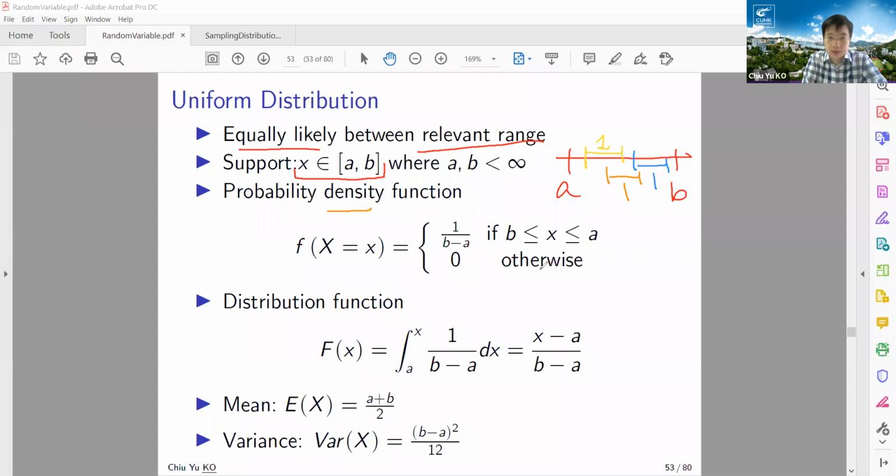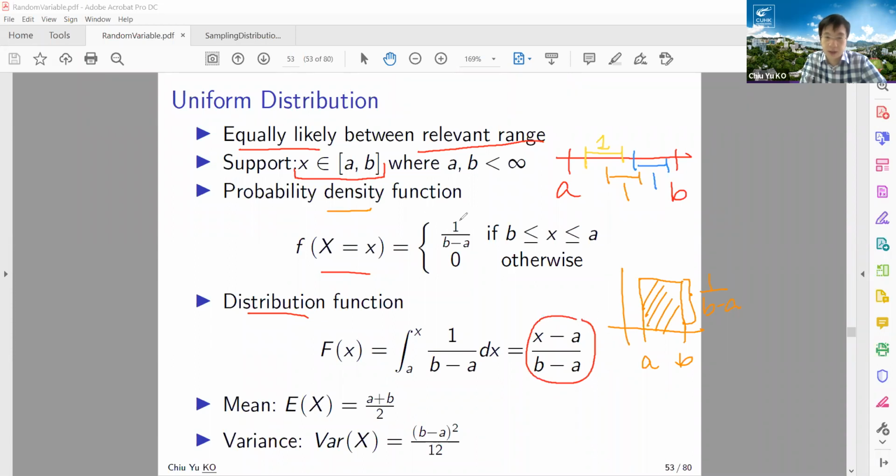And the density function is basically a bar, just like this. The height is 1 over B minus A. And the distribution function, the integration of the density, will be x minus A over B minus A. These are the things to remember, or pay attention to. And the mean and the variance, you should pay attention to these formulas.